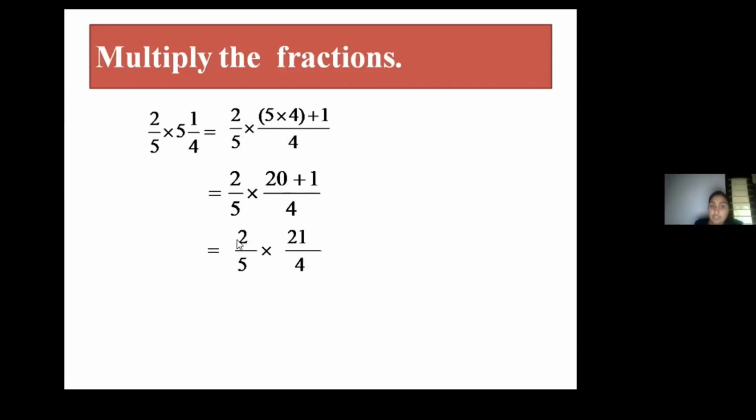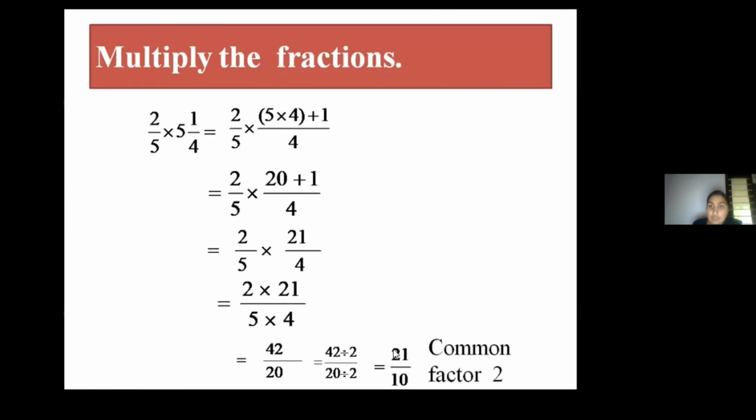Multiplication of fractions. So we find the product of numerators by product of denominators. That is 2 into 21 by 5 into 4. 2 into 21 is 42. 5 into 4 is 20. These two numbers have a common factor. That factor is 2. So we can divide these two numbers by 2. The answer is 21 by 10. Is it clear?